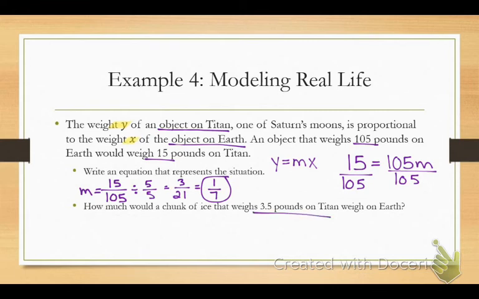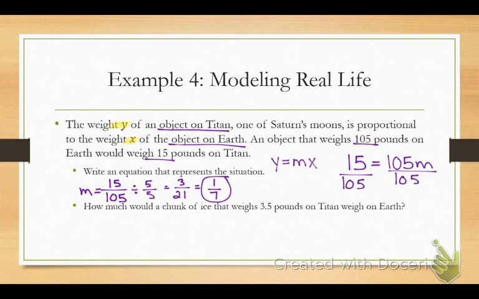If something weighs 3.5 pounds on Titan, how much will it weigh on Earth? If it weighs 3.5 pounds on Titan, now I know my conversion rate, I know my rate. How much will it weigh on Earth? 24.5 pounds. How did I find that?